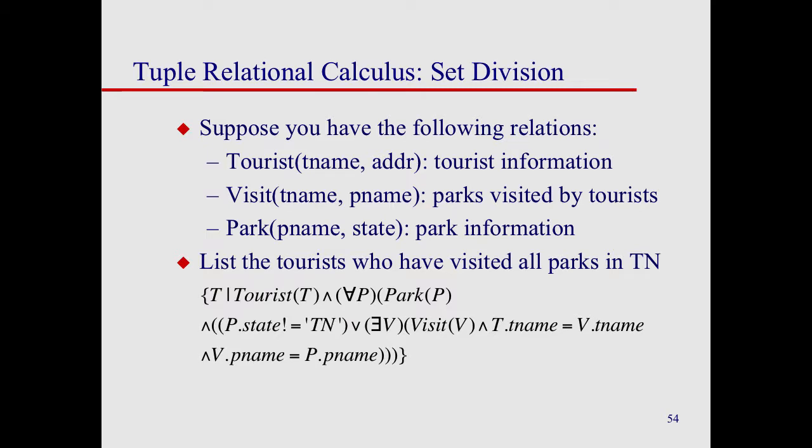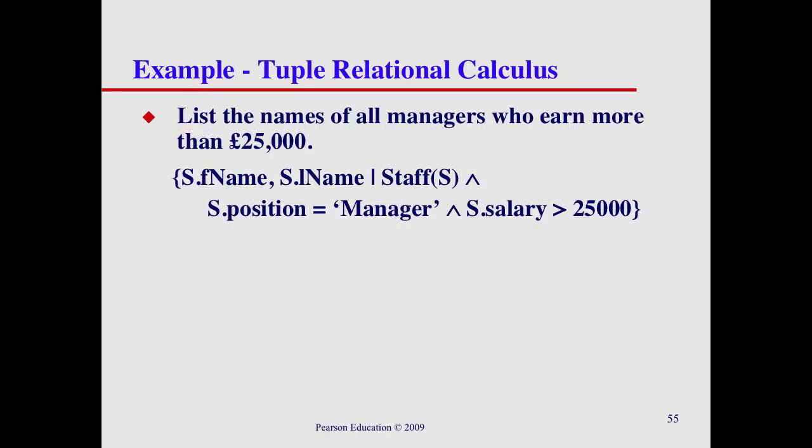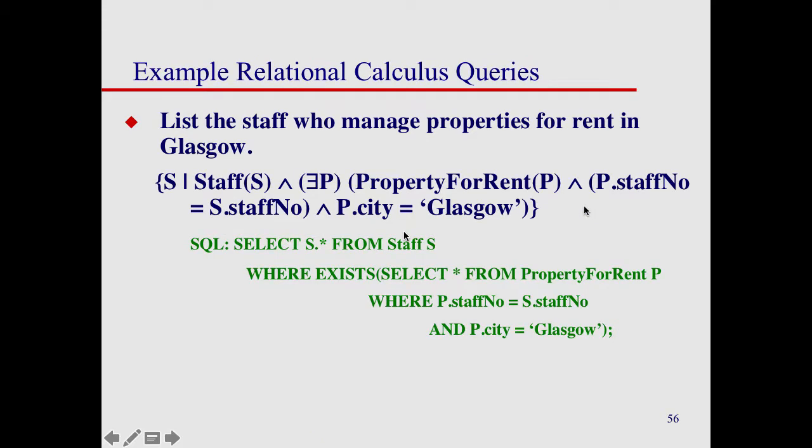Questions? Okay. So again, I think a lot of times it's just easy to go with examples. So here's an example where we're listing the names of all managers who earn more than 25,000 pounds. So you can see this is a single relation query, and we're using s dot position equal manager and s dot salary greater than 25,000. So that's pretty simple.